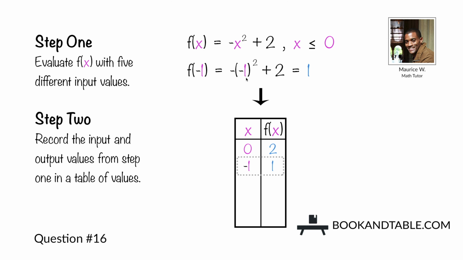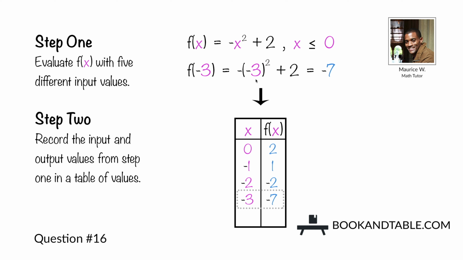f of negative 1 would give us negative 1 squared would be 1. And negative 1 times 1 would give us negative 1 here. And negative 1 plus 2 is equal to positive 1. So the x value is negative 1 and the y value is positive 1. f of negative 2 would give us negative 2 squared would be 4. Negative 1 times 4 would give us negative 4 here. And negative 4 plus 2 is equal to negative 2. So the x value is negative 2 and the y value is negative 2.